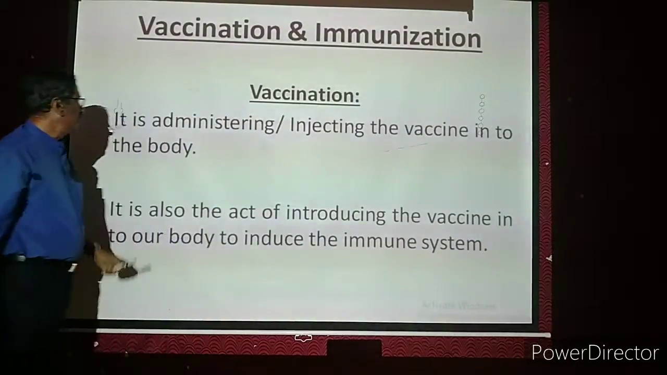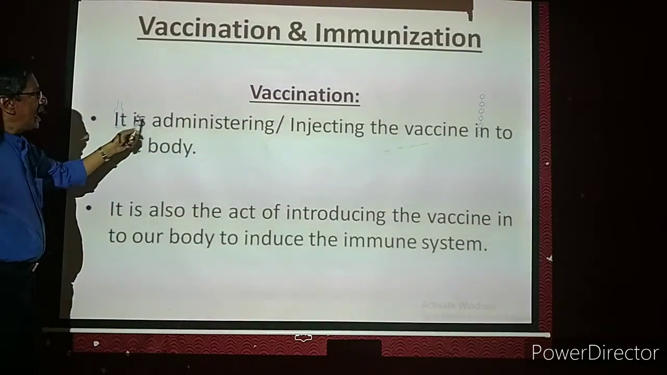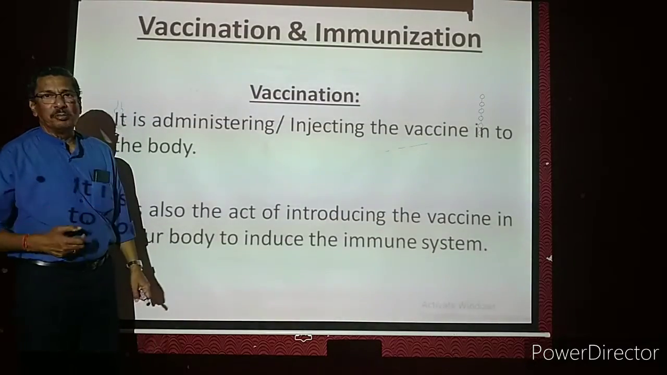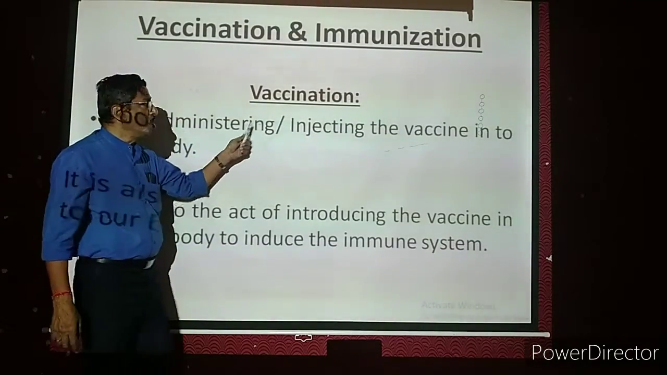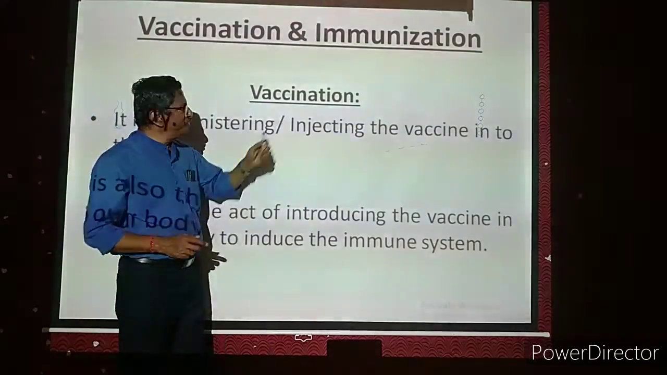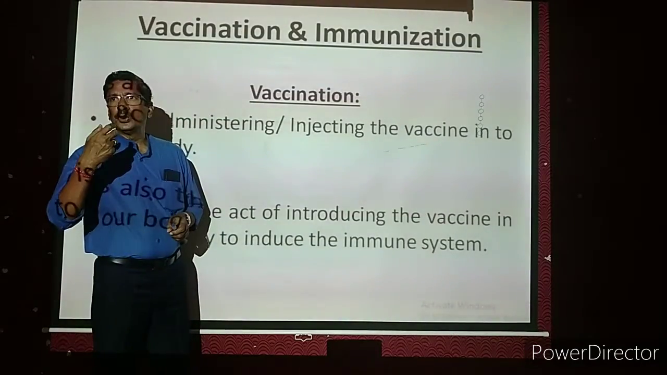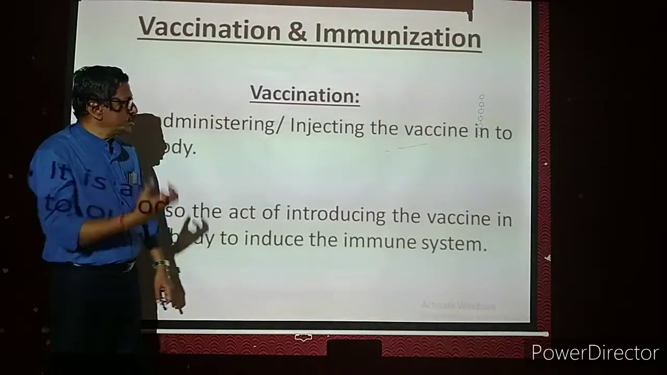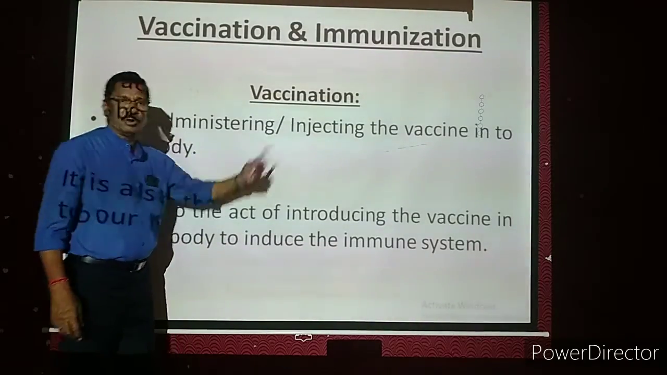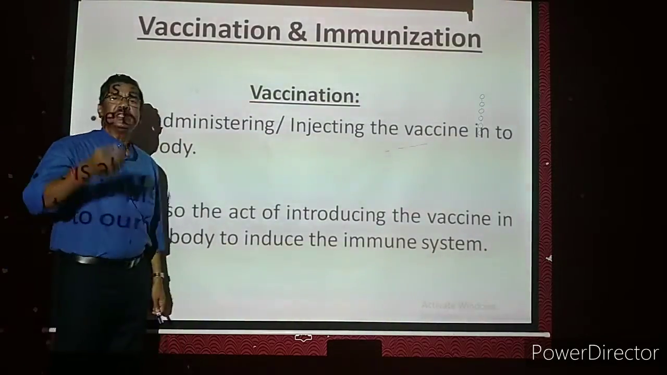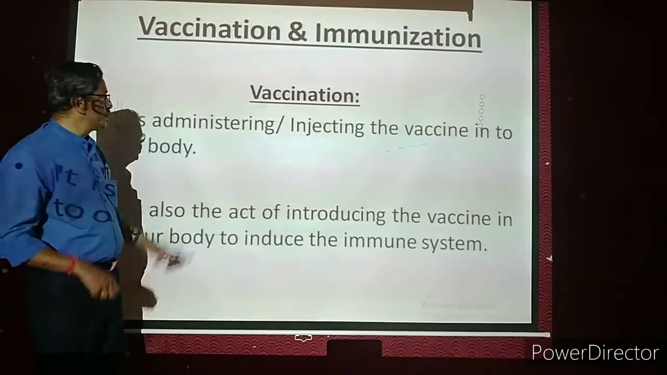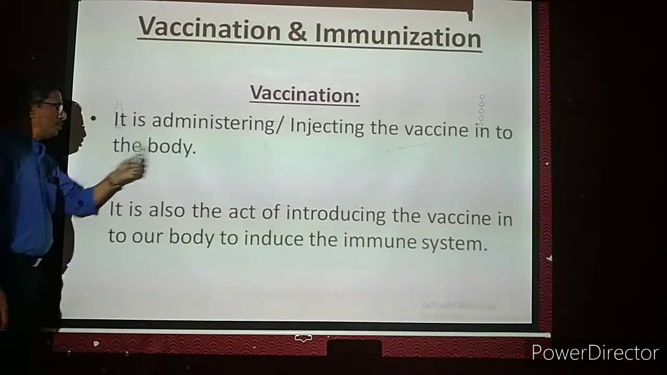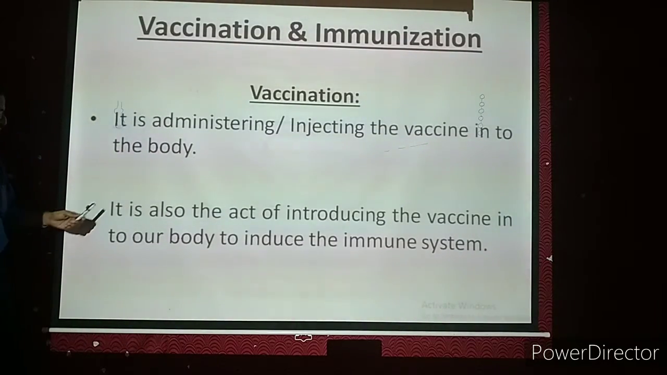What is the meaning of it? Vaccination, it is the administering. Administering means allowing it to enter into the body. That is called administering or injecting. Now what is the difference between this injecting? Through the needle and the syringes, they will inject into the body through the muscles or through the veins or anything. That is normal injecting. Administering means it can be sent through the mouth also. Administering or injecting the vaccine into the body, that is called vaccination.